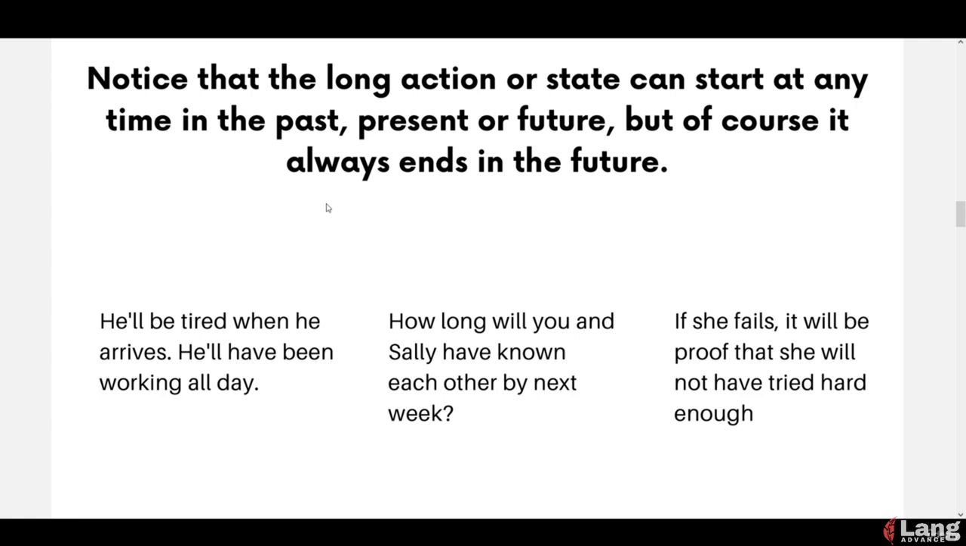Here are some more examples. He'll be tired when he arrives. He'll have been working all day. How long will you and Sally have known each other by next week? This one is actually not a continuous tense. This is future perfect. And same with the last one. If she fails, it will be proof that she will not have tried hard enough. That's future perfect. I put these in here to show you the contrast between future perfect continuous and future perfect.